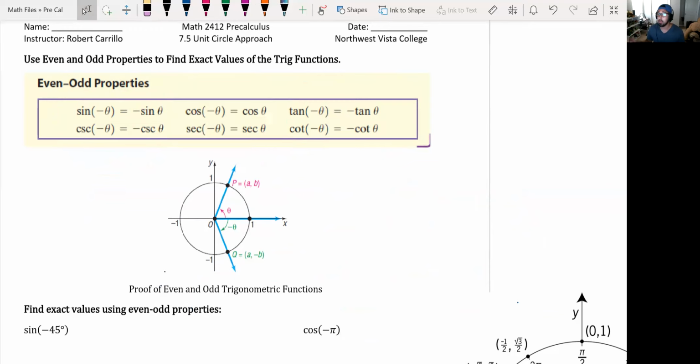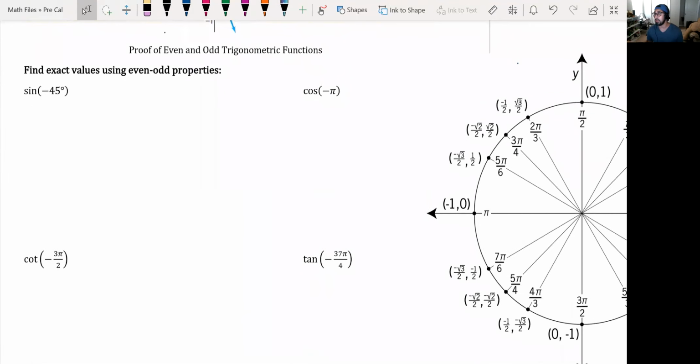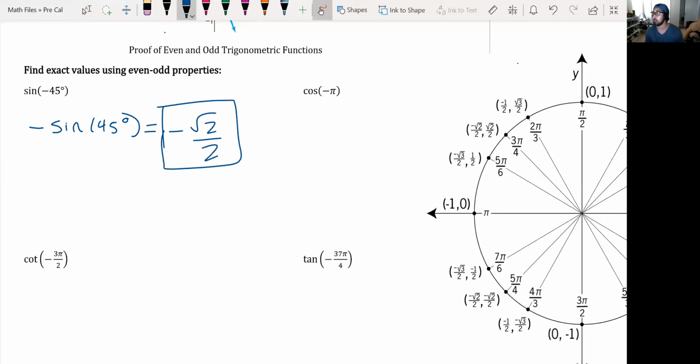So doing the unit circle approach, because we're not looking at graphs yet, how can we apply these even and odd properties? Well, simple enough. Just go ahead and follow the box above and use the unit circle. Sine of negative 45 degrees, since sine is odd, it can be rewritten as the negative sine of 45 degrees. And the sine of 45 degrees is square root of 2 over 2. But this negative is waiting on the outside. So our answer is negative square root of 2 over 2.